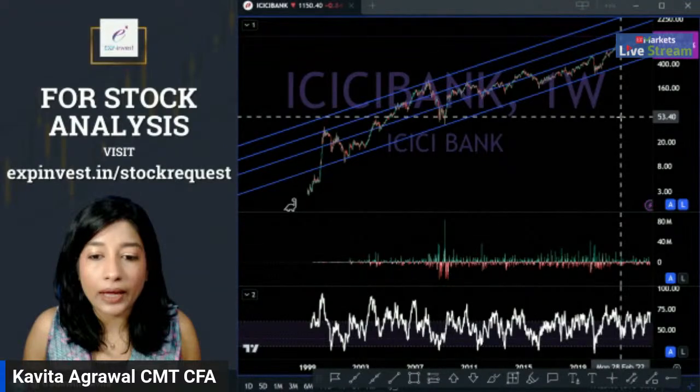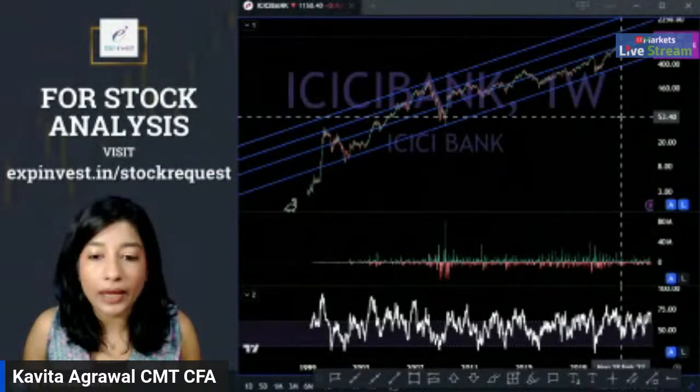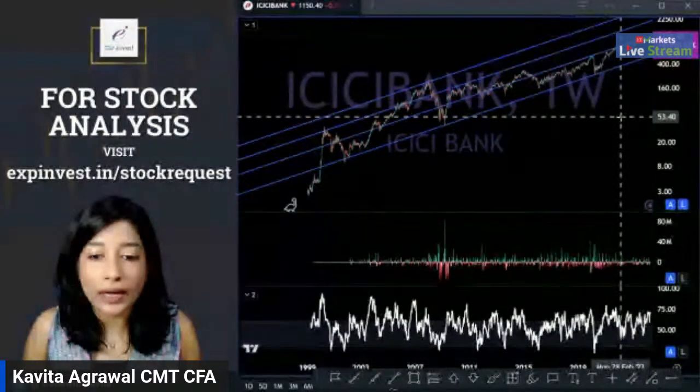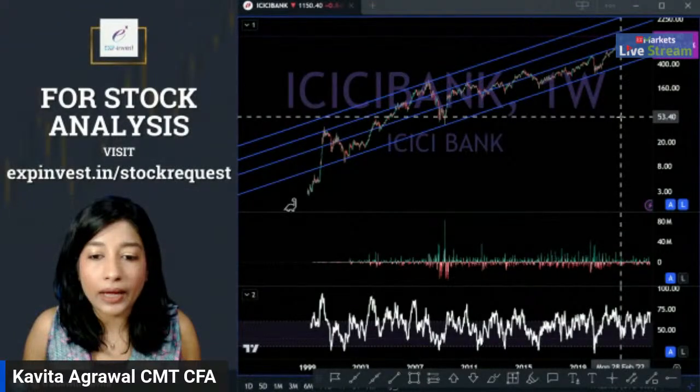Moving on, for Raghav, we're looking at Graphite India, at 540. What is my view? He wants to know whether he should exit or keep holding. So his cost price is pretty good, 540.